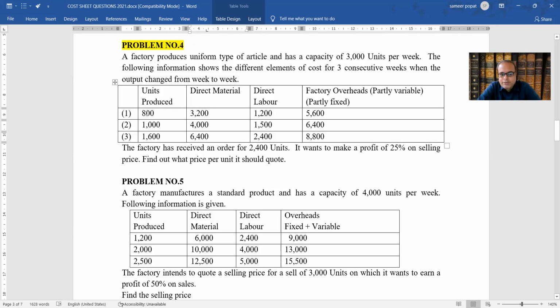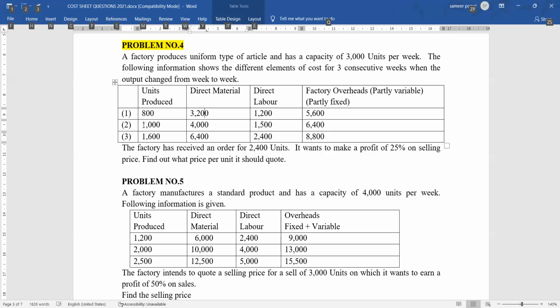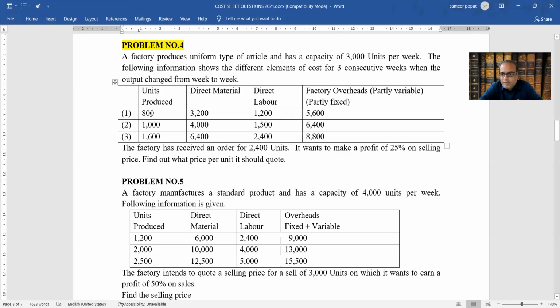3,200 divided by 800. Okay, so 3,200 divided by 800. Is it 4? 4. Now compare for the remaining two. 4,000 divided by 1,000. Again 4. 6,400 divided by 1,600. Is it 4? Yes, sir. So for all three levels, per rate is constant.